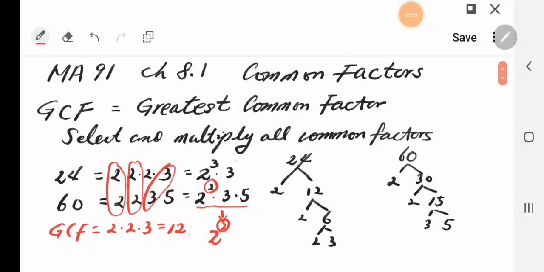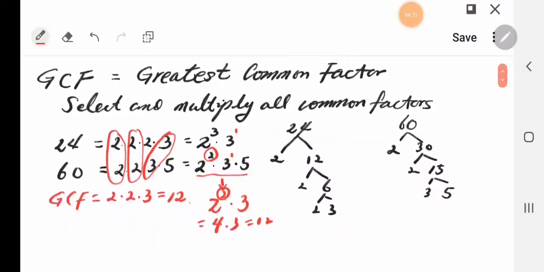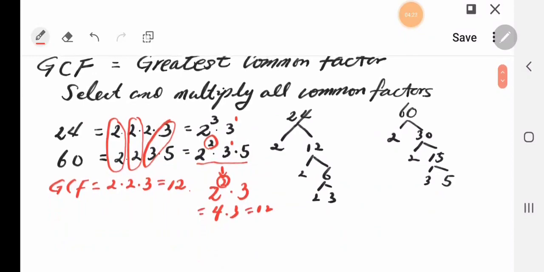And then the base 3 is a common factor, as you can see, and the exponent is 1, that means just 1. And 5 is not a common factor because 5 is not in number 24. So the GCF will be 4 times 3, which is 12. When we have an exponential form, always select the factor that has the smallest exponent.